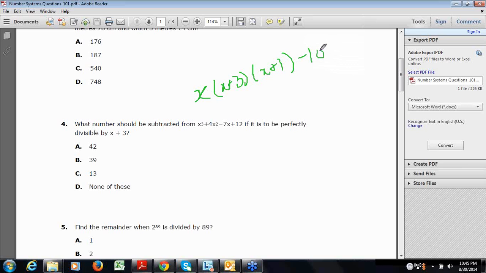minus 10 times x plus 3, plus 42. You can simplify this and change the expression to this. Now divide it by x plus 3. If you remove 42, it will be completely divisible. So 42 needs to be subtracted. In case of confusion, you can do this as well.